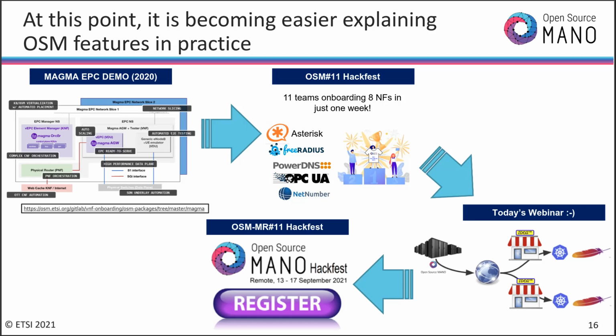As we have seen, in 2020 we started with the Magma ETSI demonstration to illustrate all the capabilities that we had available already back then. In the recent OSM 11 Hackfest, some teams that arrived that week got an overview of how to proceed with onboarding network functions. They were able to onboard a number of network functions, most of them open source, but some commercial ones, as you can see.